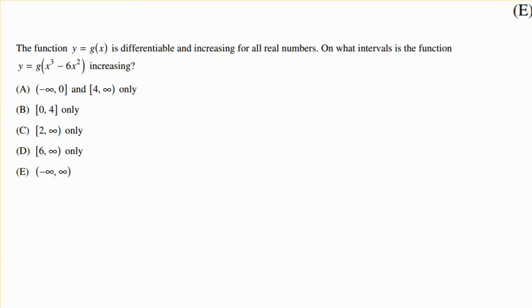All right, I really like this one here. The function y equals g of x is differentiable and increasing for all real numbers. On what intervals is the function y equals g of x cubed minus 6x squared increasing? So it's asking, when is its derivative positive? So we've got to find the derivative. If g is differentiable and increasing everywhere, then let's take a look at the derivative of y equals g of that.